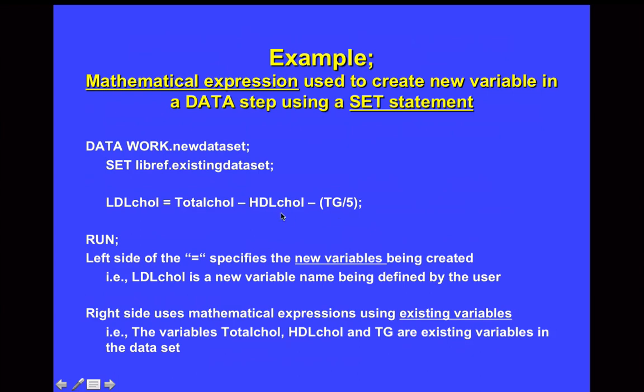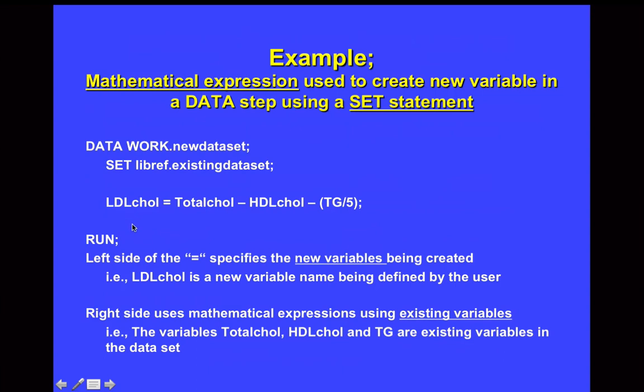If TG, HDL chol, and total chol do not exist in this input dataset, you'll get an error in the log. It will probably say something like, these variables have not been initialized. That simply means they're not in the dataset, therefore we can't create this new variable, LDL chol, because we don't have the input information from these variables.